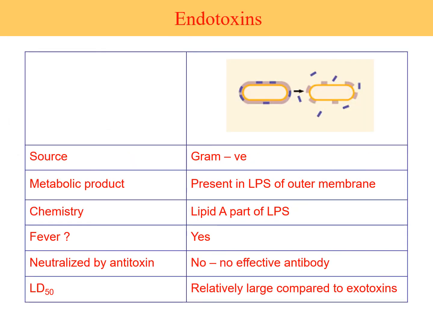So just to summarize, as we did before for exotoxins, the source are gram-negatives. It's actually present as a molecule called lipopolysaccharide, or LPS. I'm going to write that out for you. LPS is endotoxin. Lipopolysaccharide is the same as endotoxin. Lipo, it's part lipid. Polysaccharide, part carbohydrate, part lipid.